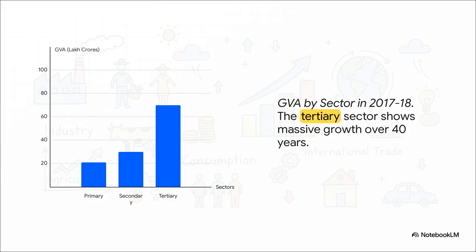Now look carefully at this graph. It compares India's economy over 40 years. Each color represents a sector. You can see that all three sectors have grown, which is good. But just look at the blue bar, the tertiary or service sector. Can you see how much it has grown? The growth is massive, much more than the other two.